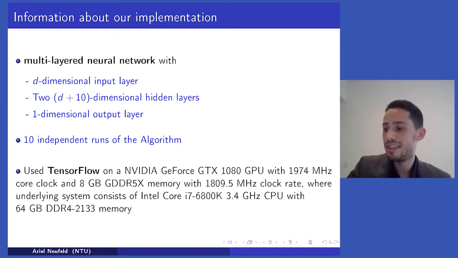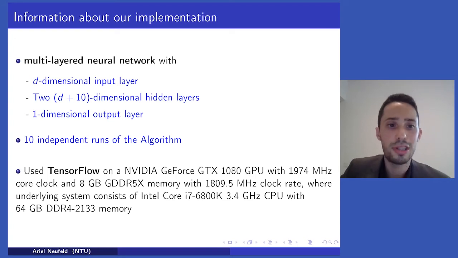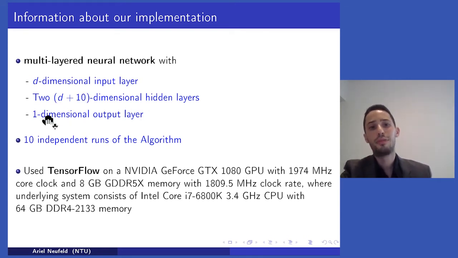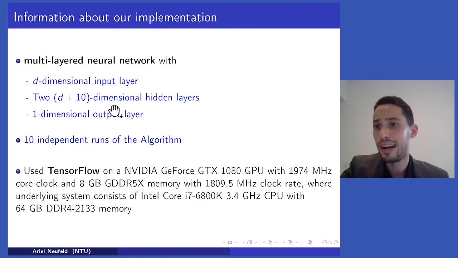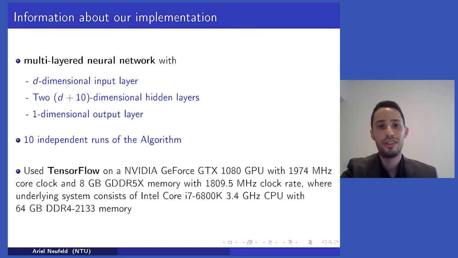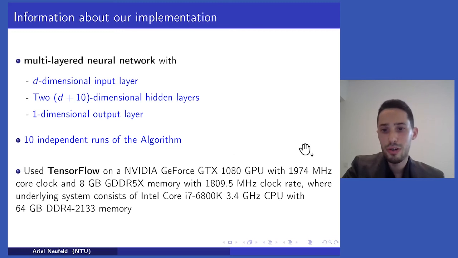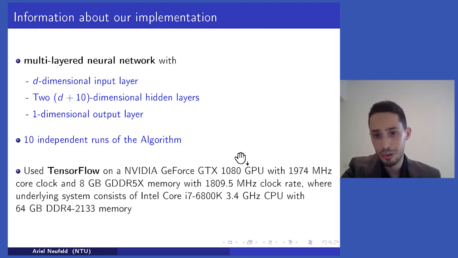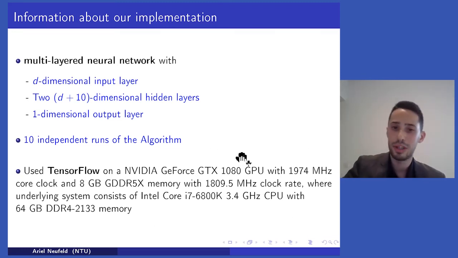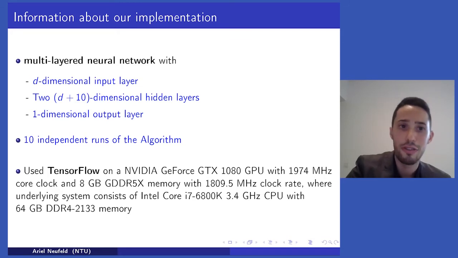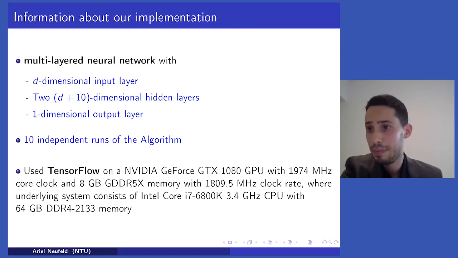And then we use a very simple structure for the neural networks. We use 2 hidden layers of dimension d plus 10, and the output layer is 1 dimensional, which is exactly the price of the corresponding financial derivative. And what we do is we run this algorithm 10 times and we take just the average. We train this using TensorFlow on the following computer. I don't want to go too much into details, but what I would like to emphasize is that, first of all, the architecture is very simple.